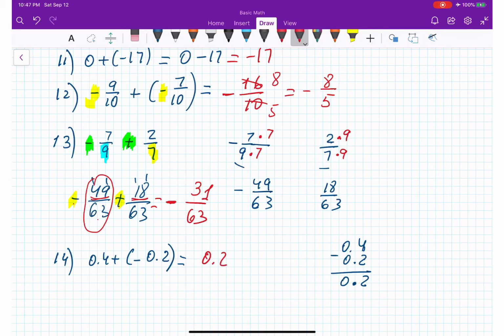Now let's choose, since signs are different, we have to take the sign of the bigger number. Which number is bigger, 0.4 or 0.2? Of course 0.4. Since 0.4 is the bigger number and it's positive, therefore 0.2 is positive. Number 15.